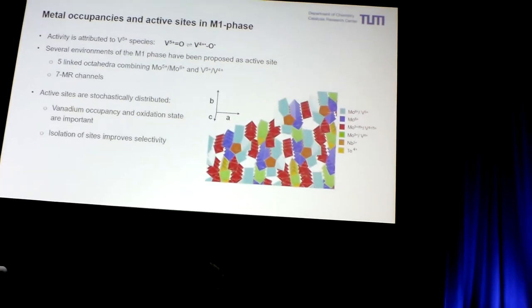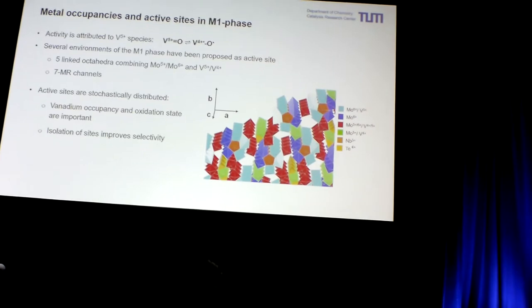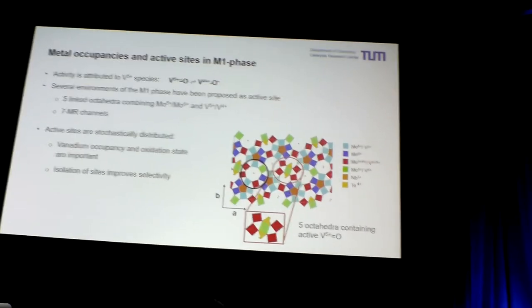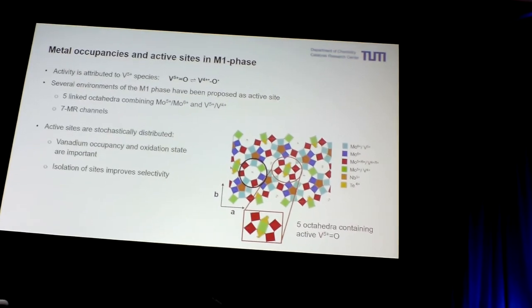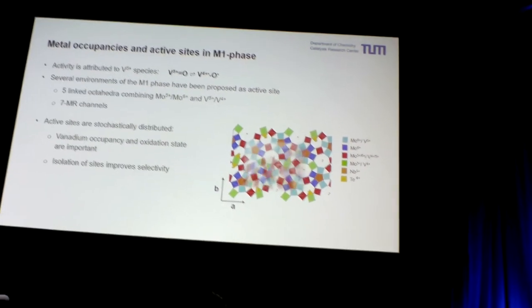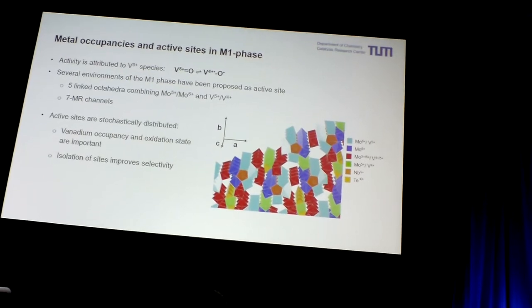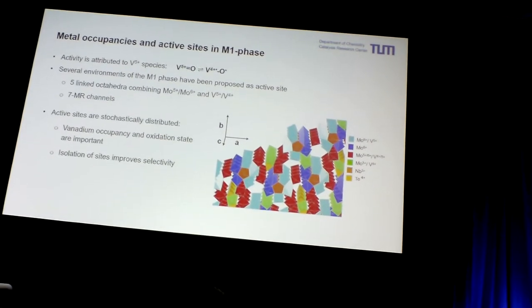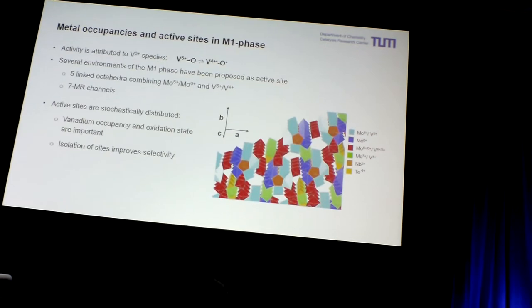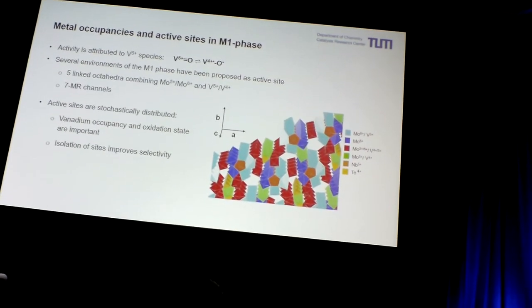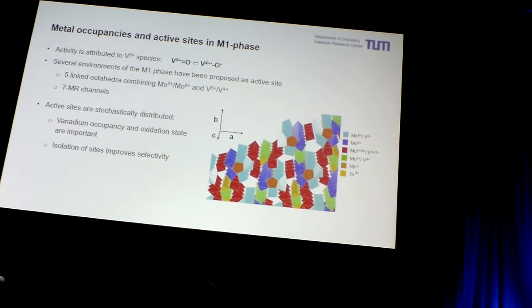And here I have tilted the structure so that you can see the active sites have to be, of course, accessible to the gas phase, meaning that if we cut the crystal in this way, for instance, we could have rows of possible active positions along the C-axis, as you can see here with the red and the green. Okay.